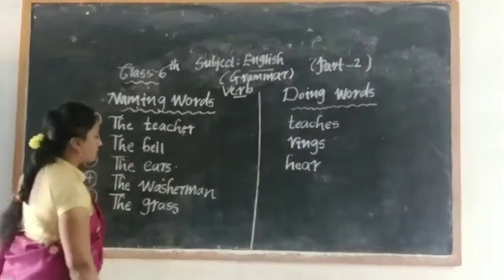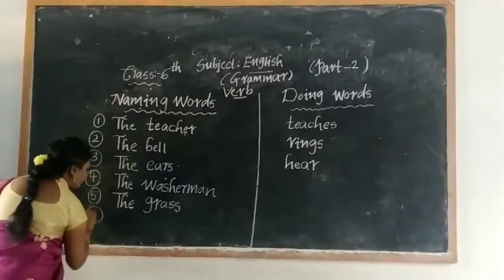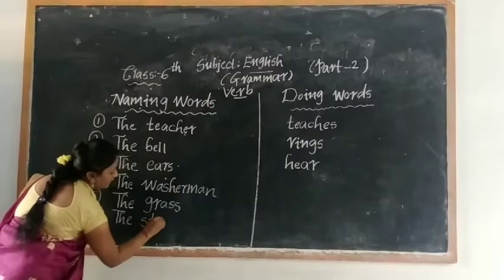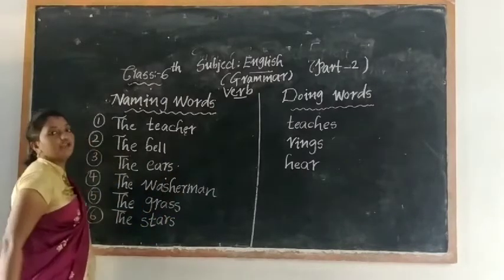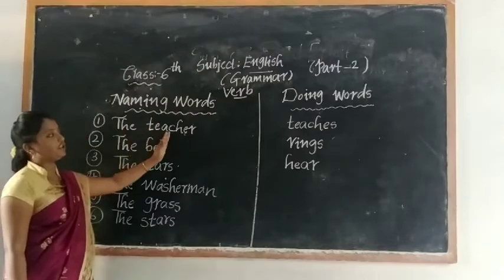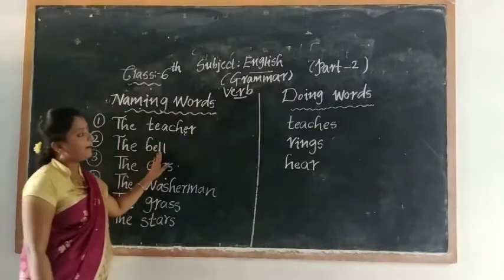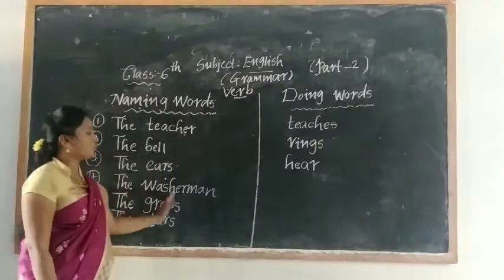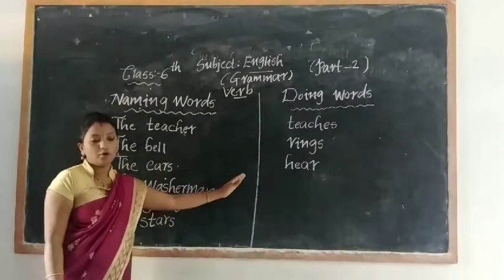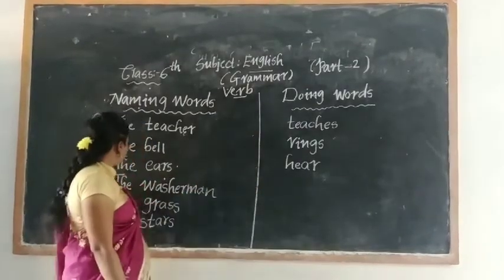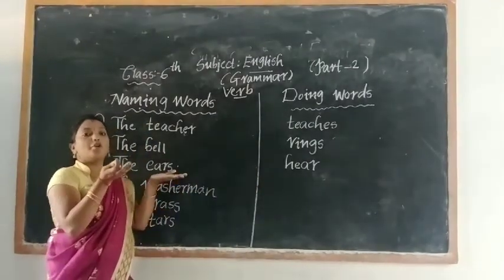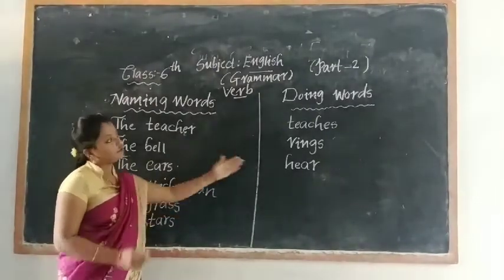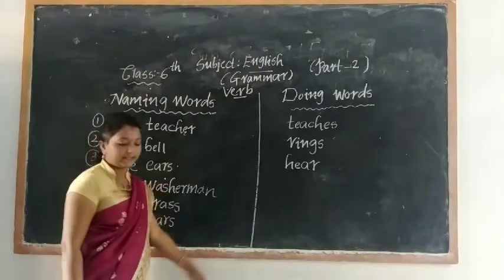Next one, the stars. You have to write in the doing word. See, the teacher teaches, the bell rings, the ears hear, the washerman, what will he do? The washerman washes. Then the grass grows. The stars will twinkle. You have to write the doing word. Okay, next one.